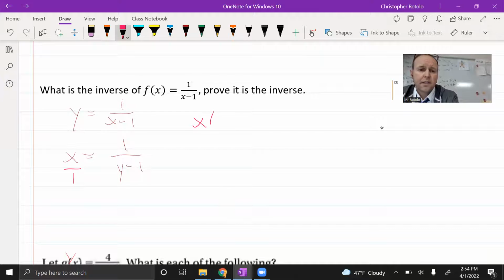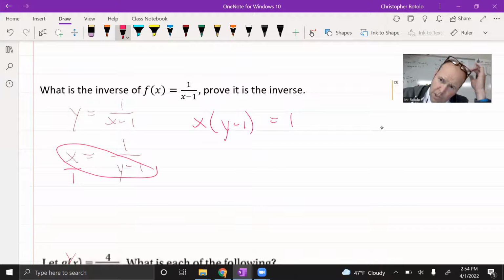So I have x times y minus 1, right? That's right here, equals 1. All right, what are we solving for? We are solving for y, right? Remember, we switched them out. So I can distribute this or I can leave it out. I'm going to leave it out because if I put it in here, then I have to take it out. So I'm going to go ahead and divide by x.